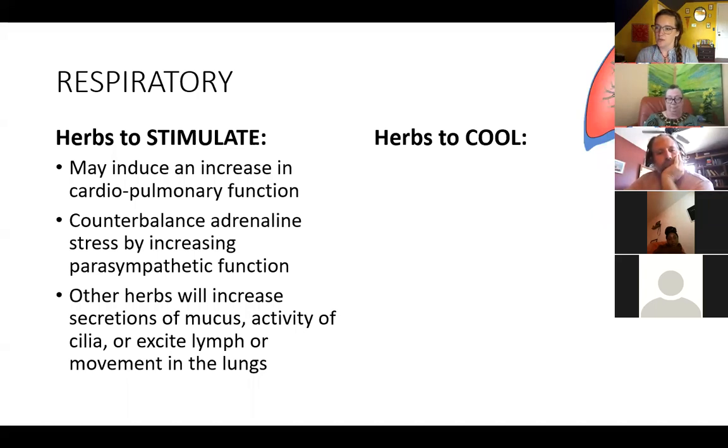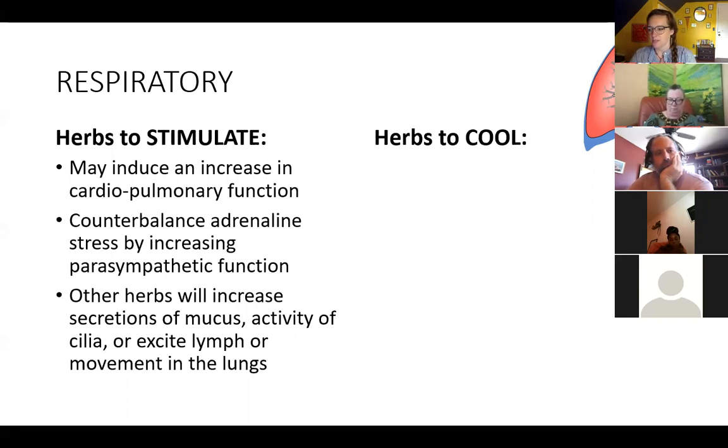If deficient, to stimulate, you may induce an increase in cardiopulmonary function. So these can be things to actually help increase heart rate. Things like cayenne, warming things, counterbalance adrenaline stress by increasing parasympathetic function. Again, activating that parasympathetic, being able to notice how you're using your breath.